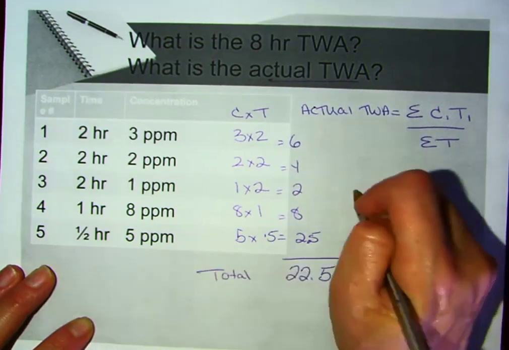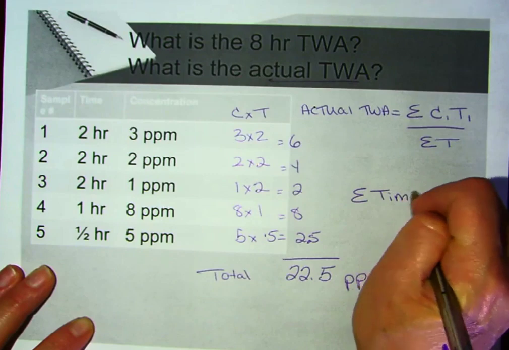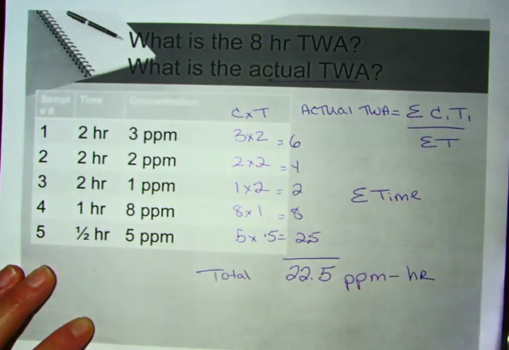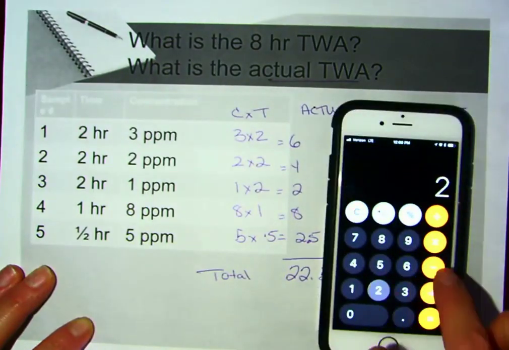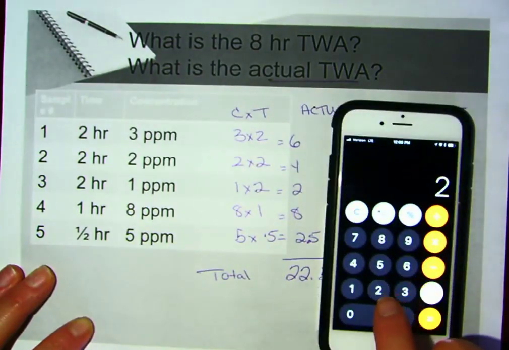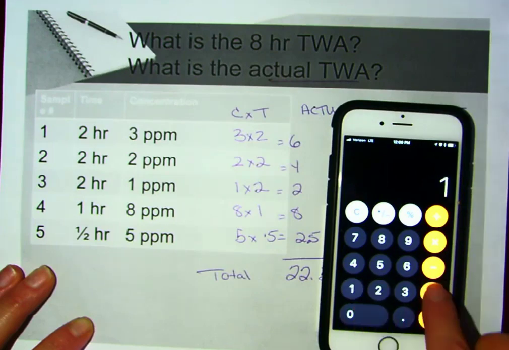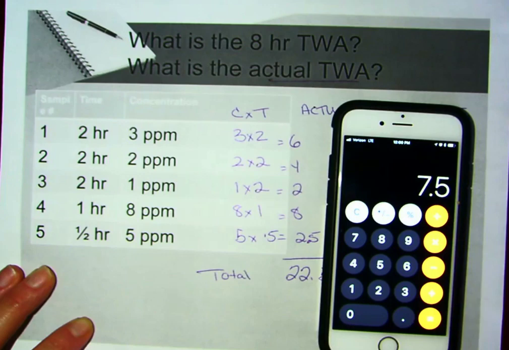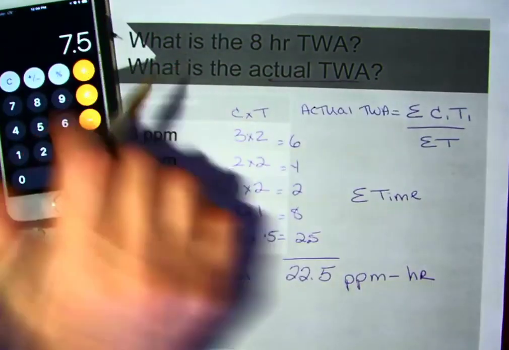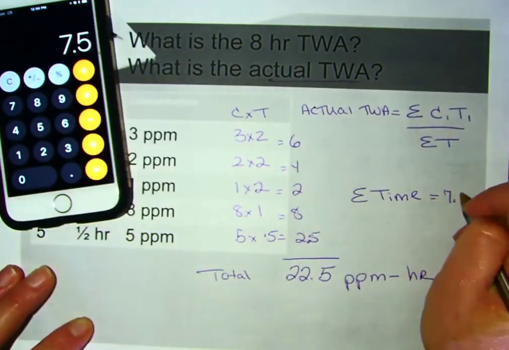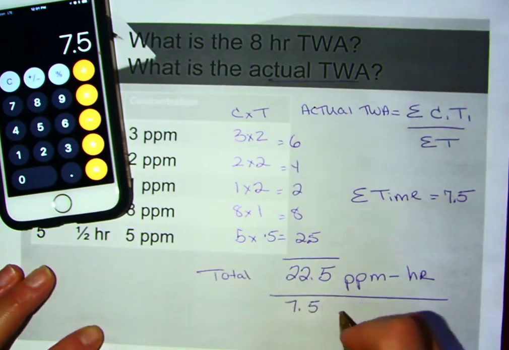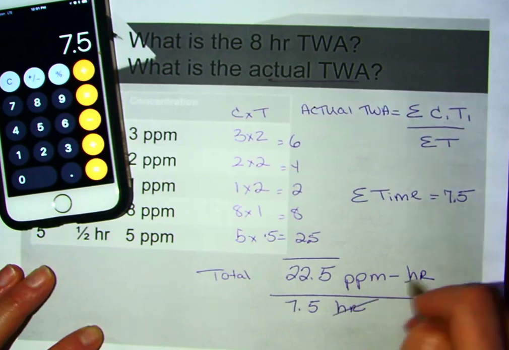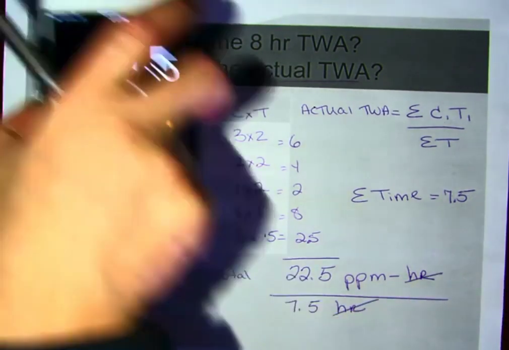But now I need the sum of time. And that would be 2 plus 2 plus 2 plus 1 plus 0.5 equals 7.5. So we only sampled for 7.5 hours. And of course our hours cancel out there.